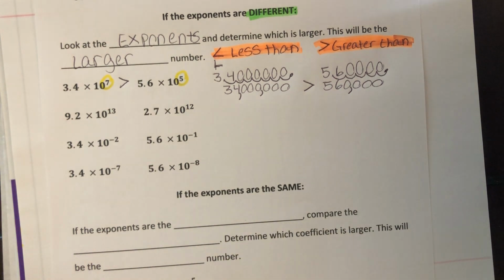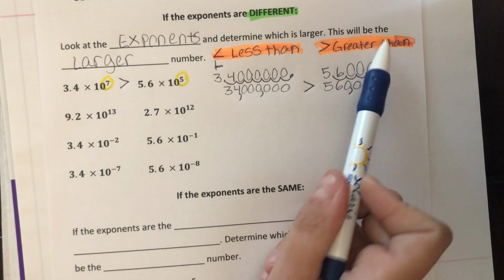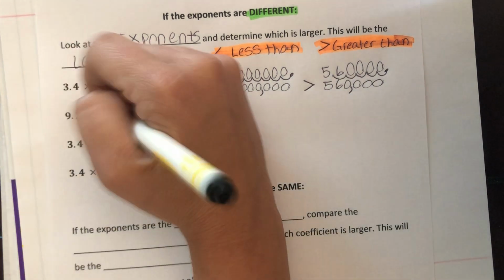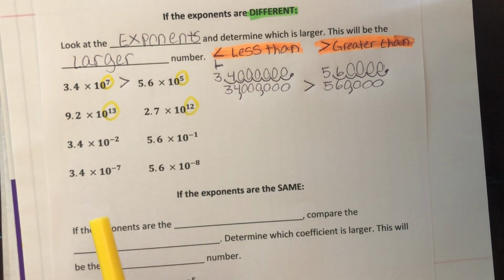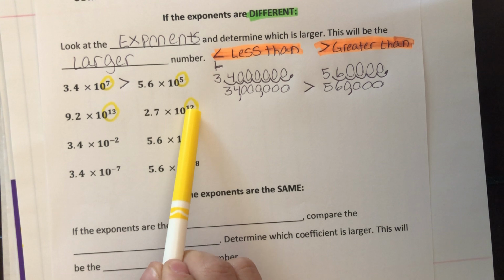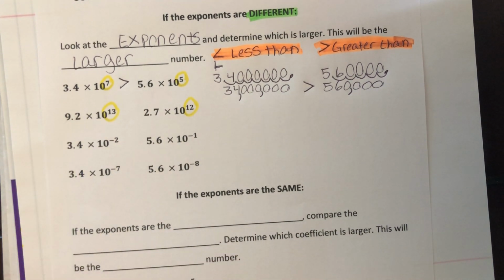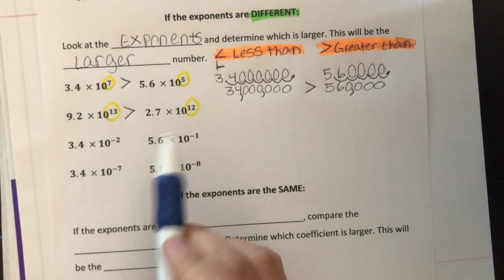Now, if you don't want to do that every time, we use this trick. Look at the exponents and determine which one's larger. That will be the larger number. So if we look at our next example, if I'm comparing these exponents, I can see that 13 is greater than 12. So this number has more place values in it. It is our larger number. It's greater than this number.